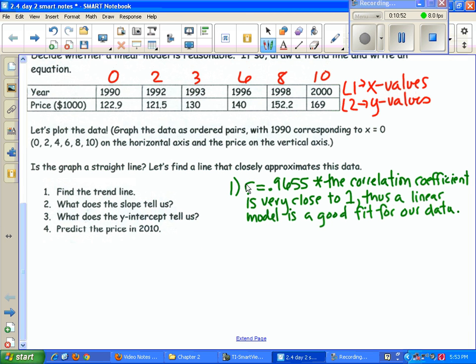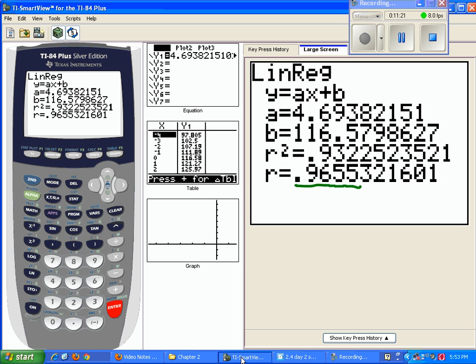Then question 1 over here says find the trend line, so we're going to write that down as well. For the trend line, we end up with y equals, and I always like to round to 4 decimal places, so 4.6938x plus 116.5799.